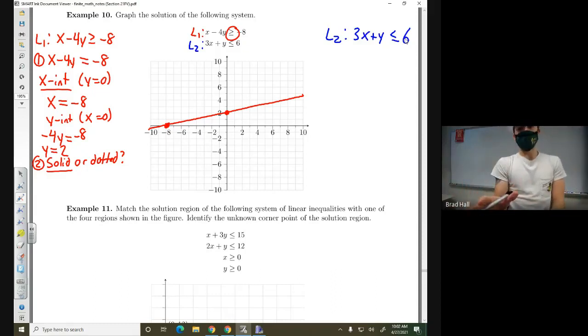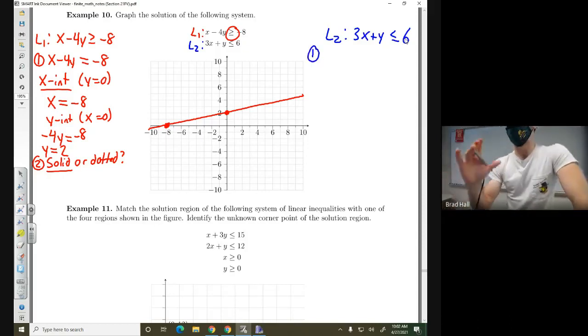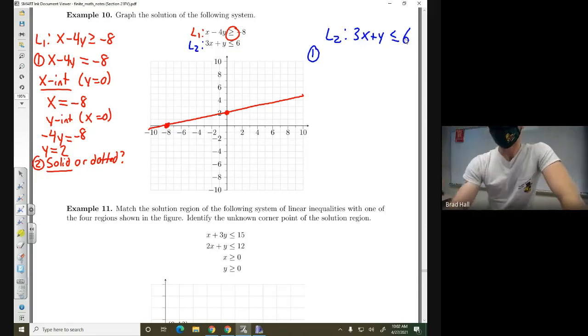Now I'm going to leave it at this. I'm going to shade whenever I have both lines plotted. This will make more sense here momentarily. So let's start off now with the other line.